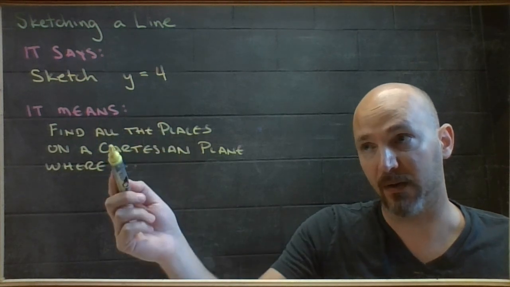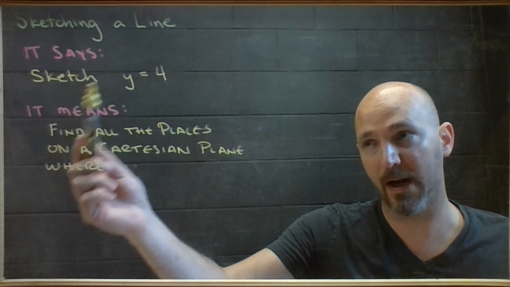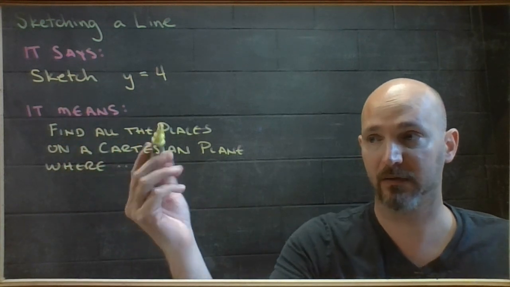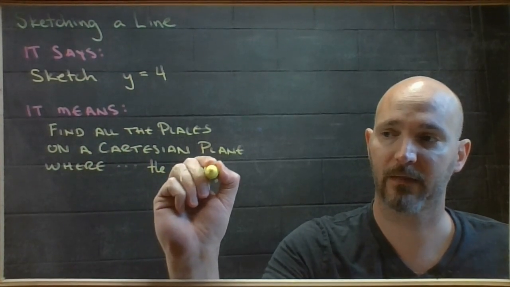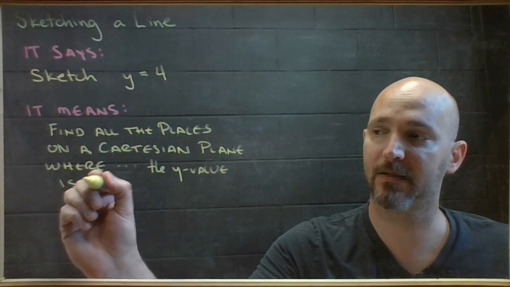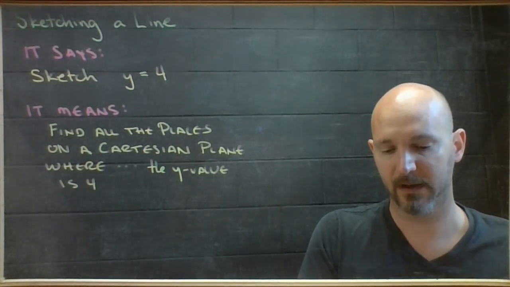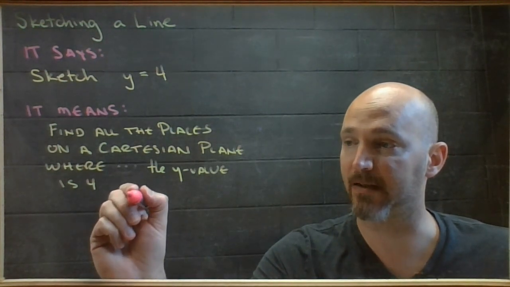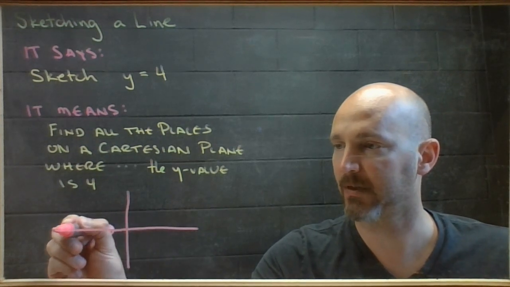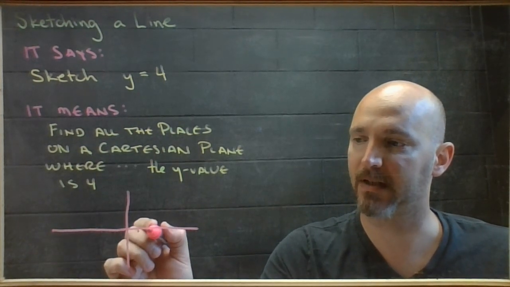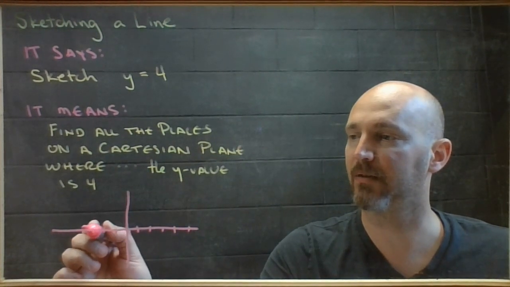So in this particular example, it says, find all the places on a Cartesian plane where the y value is 4. Now that's not terribly complicated. I'm just going to quick draw a little grid here for you. So a Cartesian plane has a y-axis, it has an x-axis, and it's got some ticks. 1, 2, 3, 4, 5. 2, 3, 4, 5.